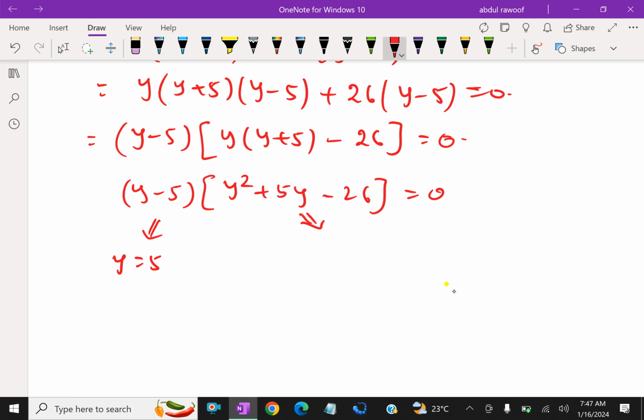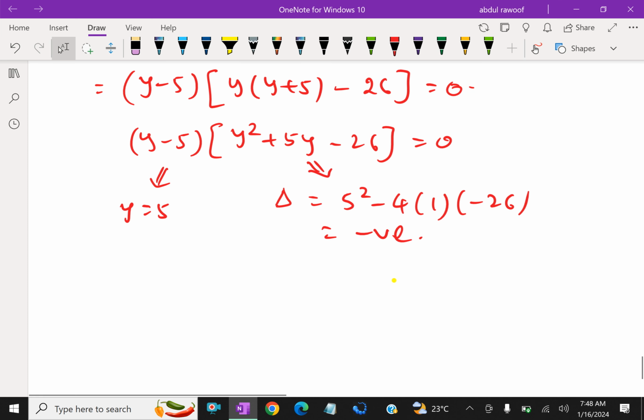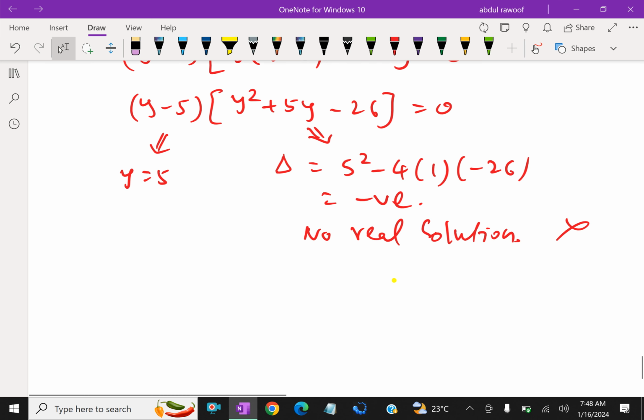Look at this side. It's a quadratic in terms of y. First we will find the discriminant. B square minus 4ac: b square is 5 square minus 4, a is 1, c is 26, which has a negative value. If the discriminant is negative, there is no real solution. So we ignore this. Now we'll take y equal to 5.